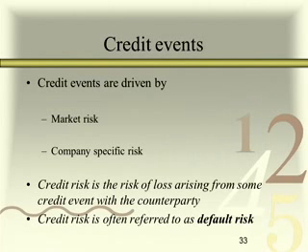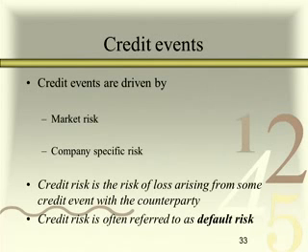Company-specific risk. When you look at an industry, there's always good companies within that industry and poor performers within that industry. It's probably better to look at a company based on its performance within an industry, not the market. And look at an industry compared to the market. Credit risk is the risk of loss arising from some credit event with the counterparty.